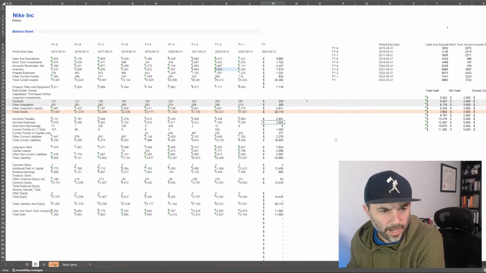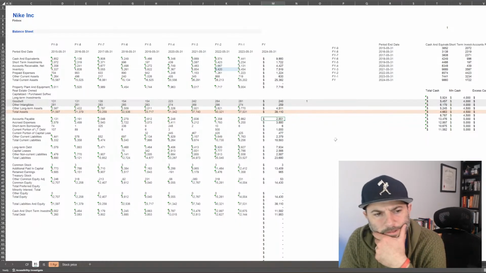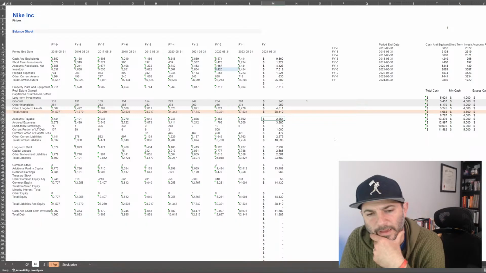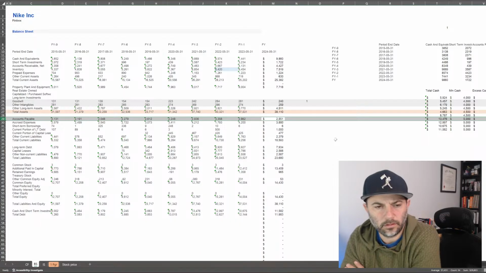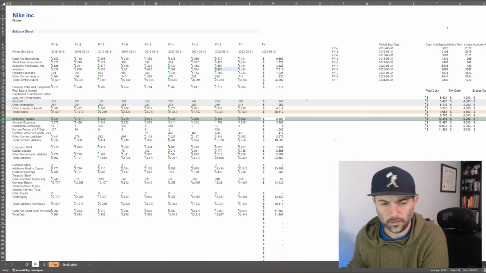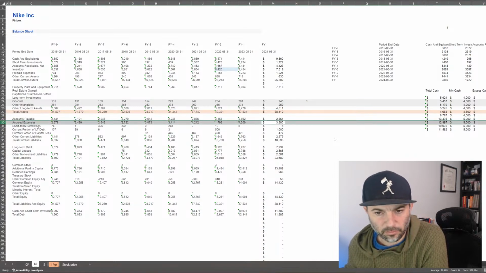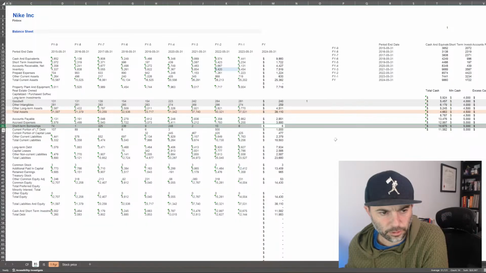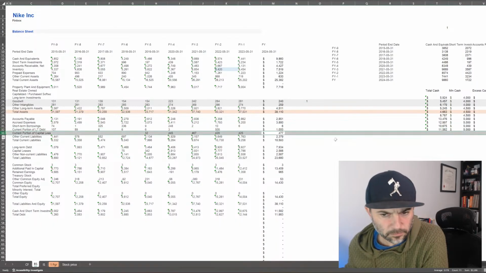Let's see. So AP, that's their payables to vendors, not employees. It's vendors that they owe, and that hasn't moved at all. So they have an inventory crunch, sales is down, but they're not actually delaying payables to their vendors. They're not in financial distress at all. Accrued expenses would include your payroll for employees. Nothing there. Short-term borrowings, nothing. Current portion of long-term debt is $1 billion, but they have plenty of cash on hand to make that payment.